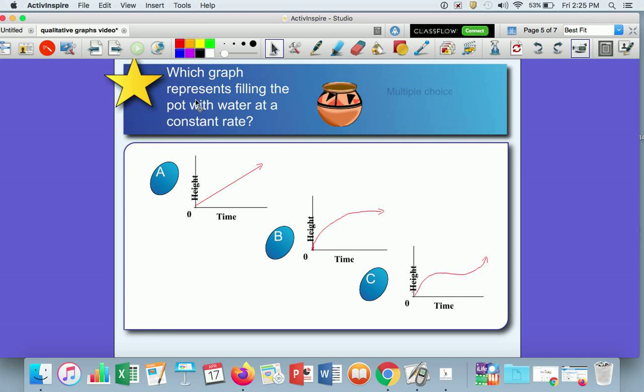Which graph represents filling a pot with water at a constant rate? Well, if we look at these three graphs, a constant rate must be a straight line. So A is the only example that has a straight line. B and C's lines are curved, so they can't be constant.